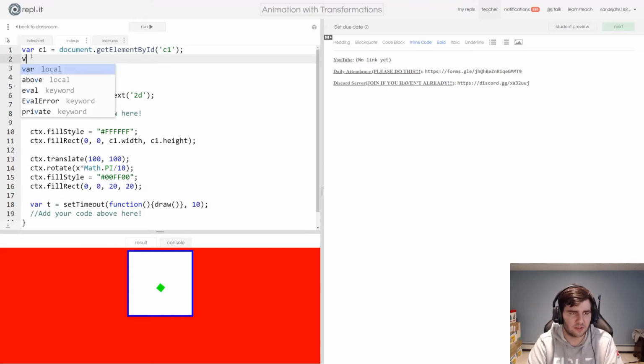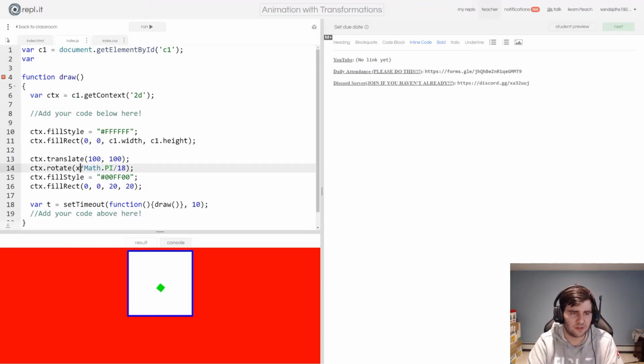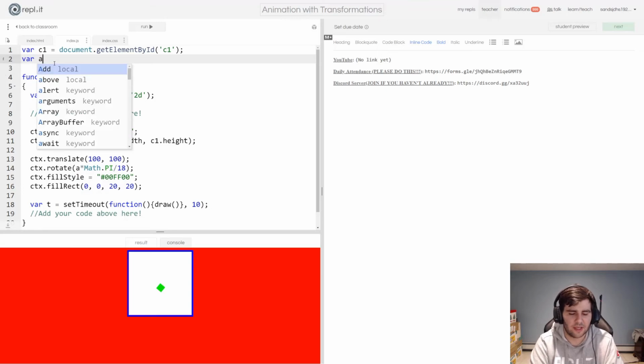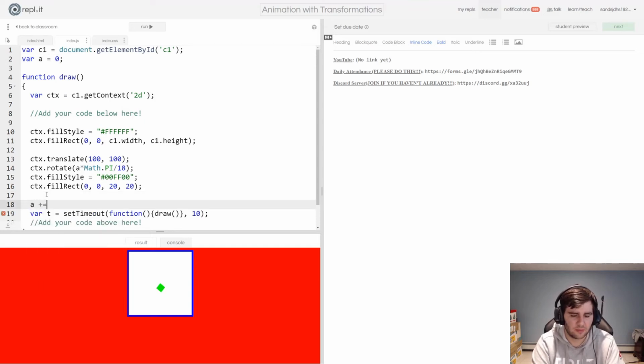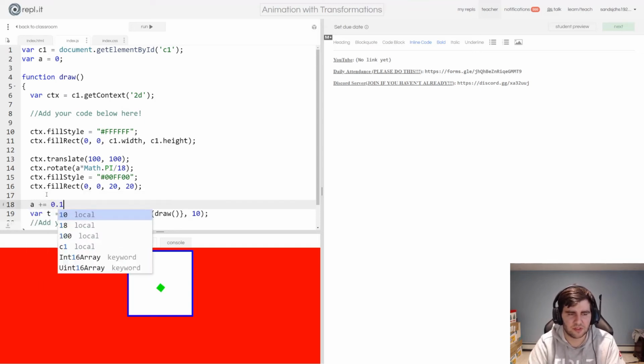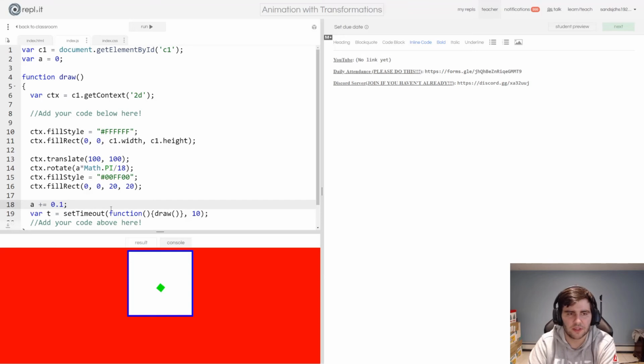Up here, I'll put, you know what, let's call it a for angle. Why not? var a is equal to, let's say 0 at the start. And let's just increase a by some small amount. I'll increase it by 0.1. All right. If you do that, what did we do?